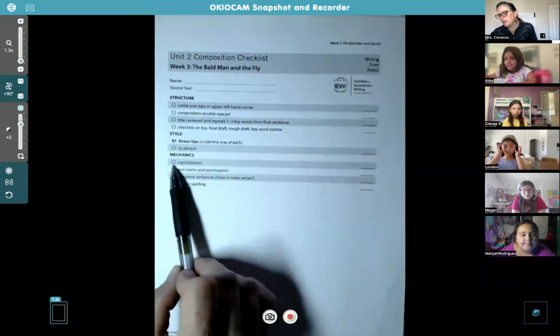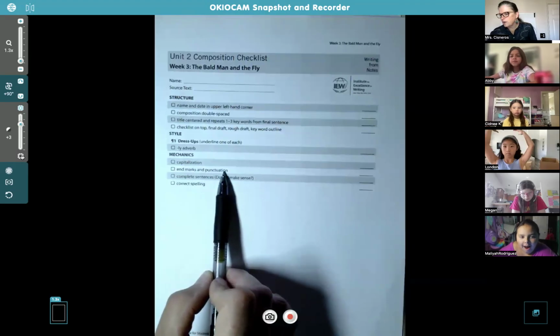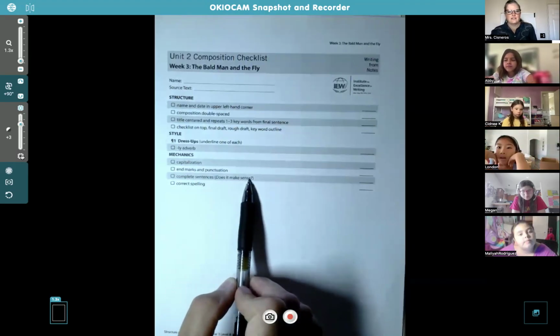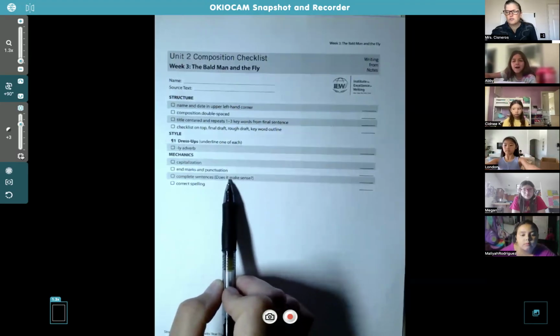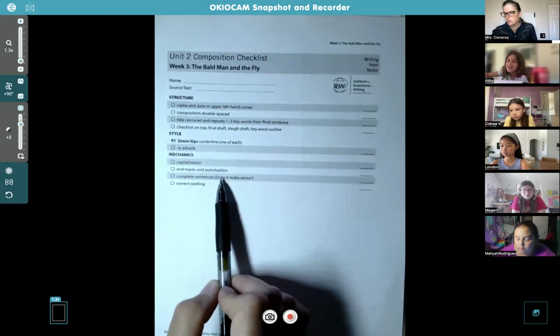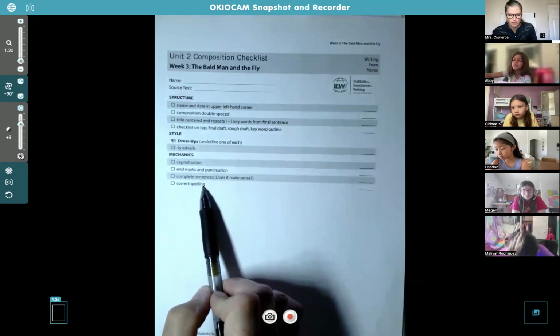And then the mechanics down here just say capitalization, end marks and punctuation, complete sentences. Does it make sense? In order to tell if it makes sense, you need to read it to somebody. That will help you to know if you need to fix anything. You need to read it to someone and then check your spelling. If you need help with spelling, you can ask your parent for that.